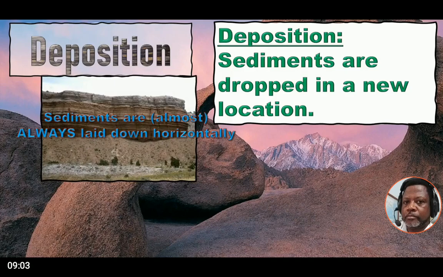Eventually, the material can be laid down, and that's deposition. Now, these activities occur together, but they are not the same thing. So be careful that you don't mix up weathering with erosion, even though these activities occur naturally and often occur together.